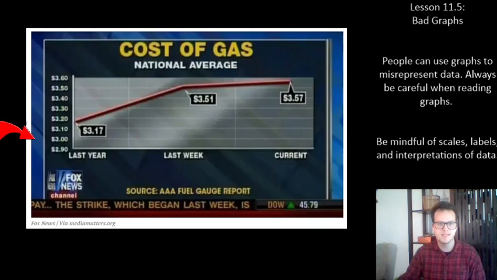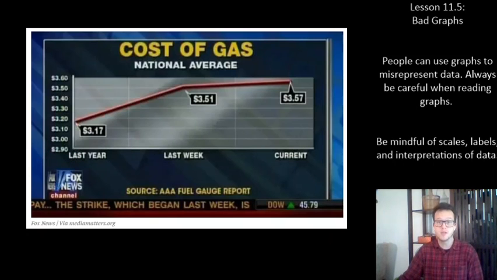But whenever it was, it said last year gas was $3.17 national average. And then last week it was $3.51. And then this week it's $3.57. Please don't ever have an x-axis where it starts with last year and then the next data point is last week and then the next data point is today. If you can have the same amount of distance for 7 days as you do for 365, that's an issue.